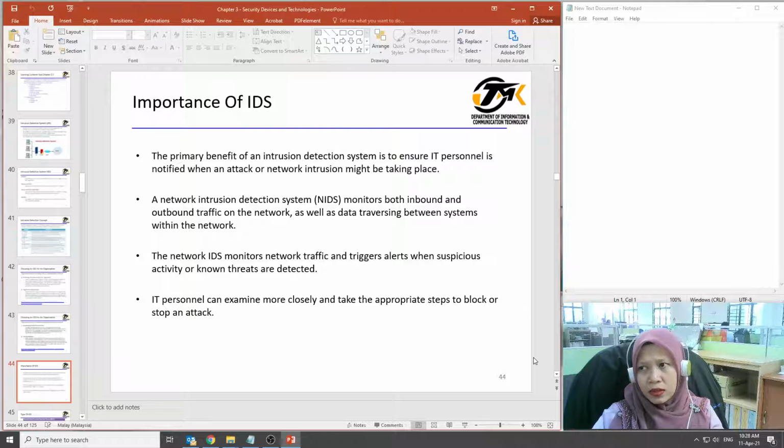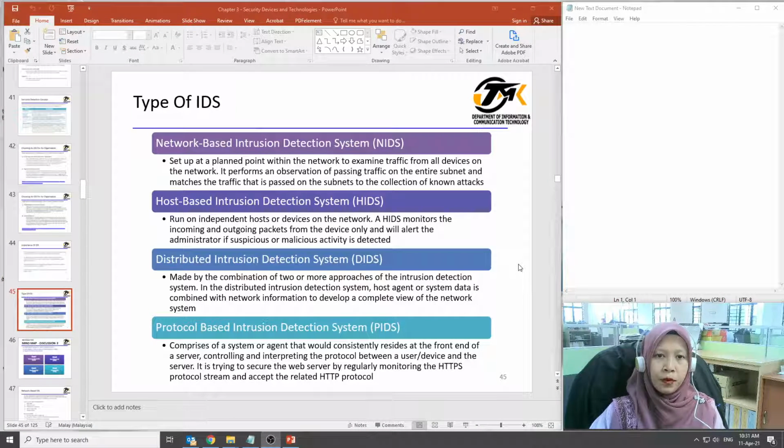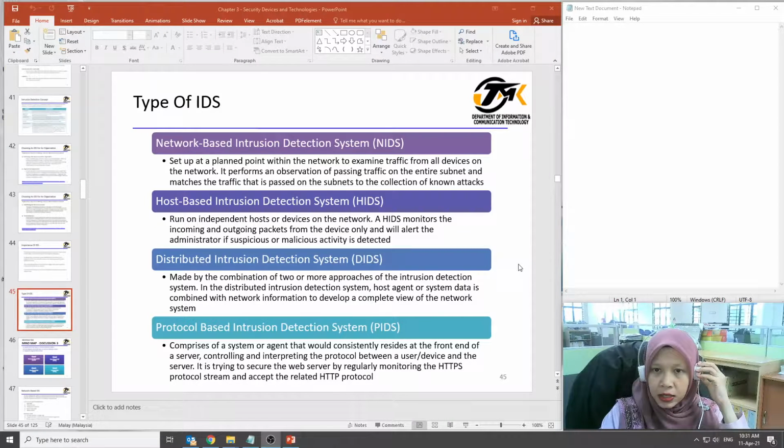Attacks usually consist of unauthorized access for intrusion, malware detections, downloading of ransomware, Trojans or viruses, and many other things. So, types of IDS. Actually we have four types of IDS. In our subject we will go more into the first type, which is network-based intrusion detection system. Another type is host-based intrusion detection, and the others are distributed intrusion detection and protocol-based. So what are the differences between all of these?